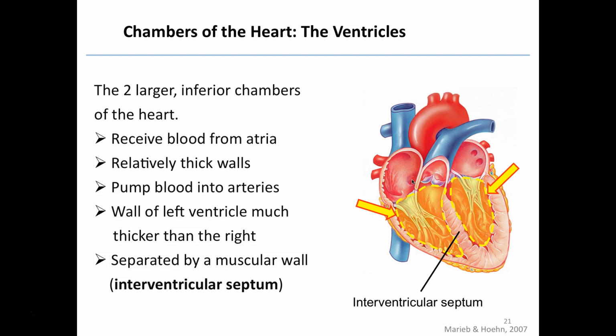The two larger inferior chambers of the heart receive the blood from the atria. They have relatively thick walls, as we've spoken about before, and their role is to pump blood into arteries, be that the pulmonary artery into the pulmonary circulation, or be that into the aorta for the systemic circulation from here. They are separated by that muscular interventricular septum.